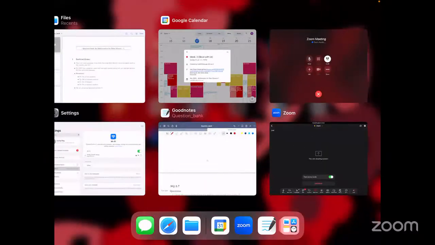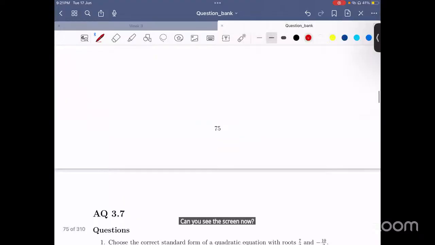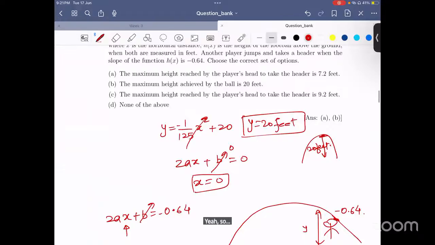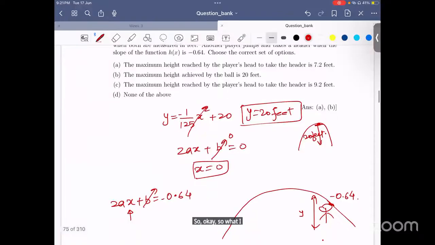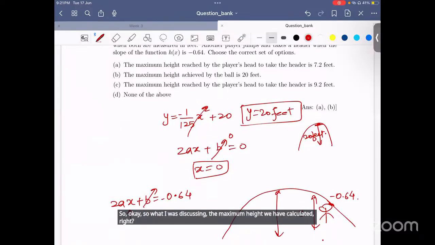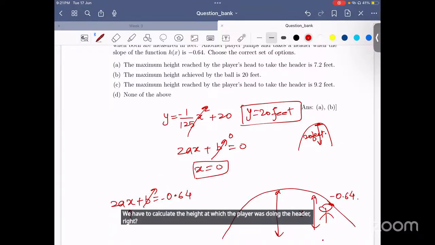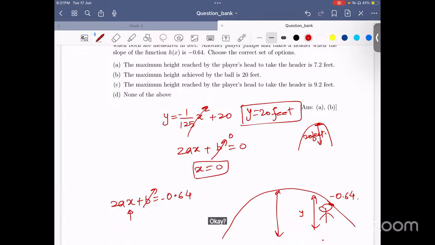Okay. Can you see the screen now? Is it visible now? Yes, sir. So what I was discussing, the maximum height we have calculated, right? We have to calculate the height at which the player was doing the header, right? Correct? Yes, sir.